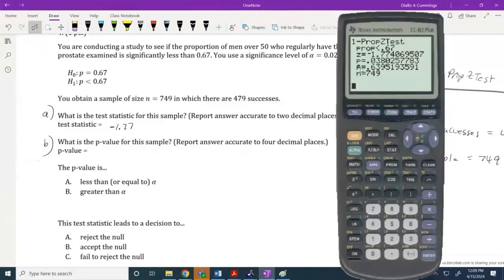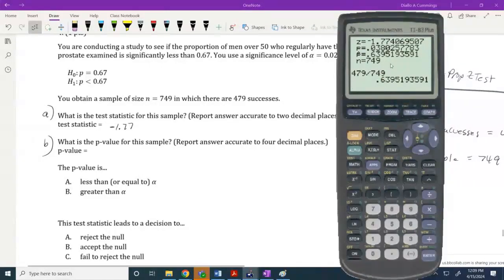The second p that you see, that's your p-hat. That means if you were to take 479, divide that by 749, that's that p-hat value. All right, that's just the population proportion's estimate. But notice that 0.639 actually comes from the number of successes over the total.